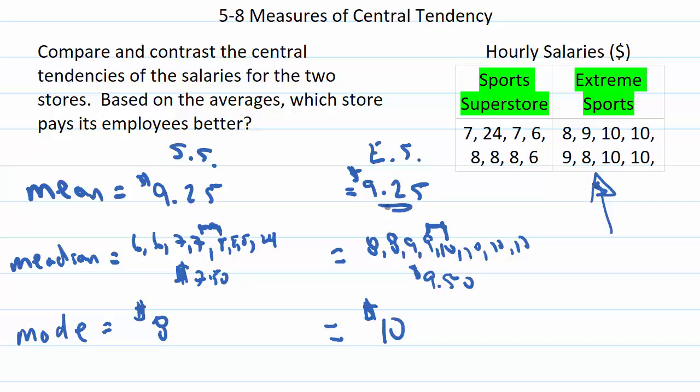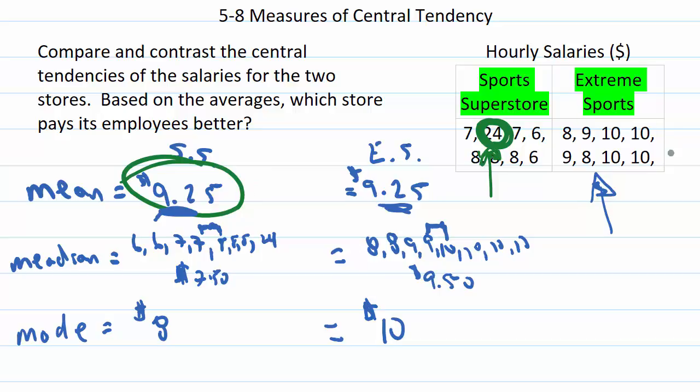Well, why then are these the same? You could probably figure out right here that somebody at the Extreme Sports store, an über manager maybe, I don't know, the owner's son, daughter, cousin, somebody like that, is getting paid a bunch of money that the other employees aren't making. So this extreme value is really pulling the mean of this store's hourly salary up to skew the data and give a slightly false picture, because according to the mean, it doesn't matter which one you work at, you're probably going to get paid about the same.